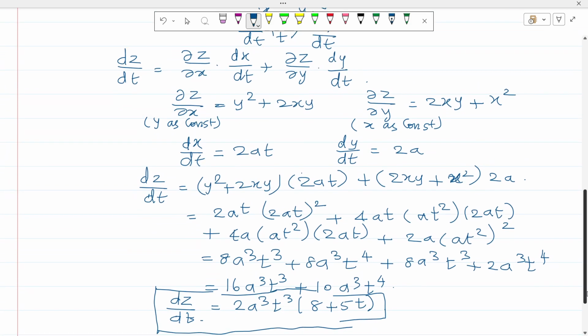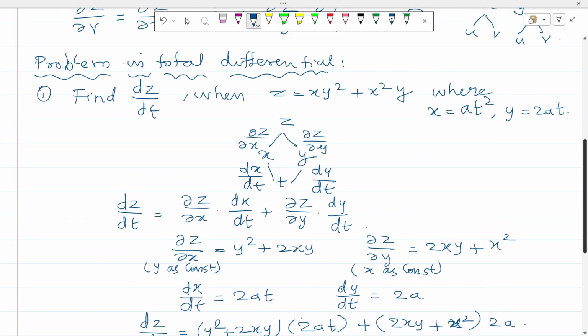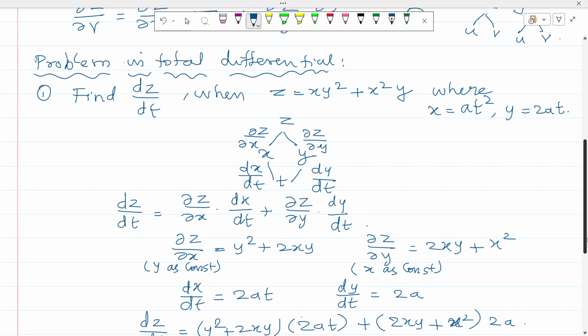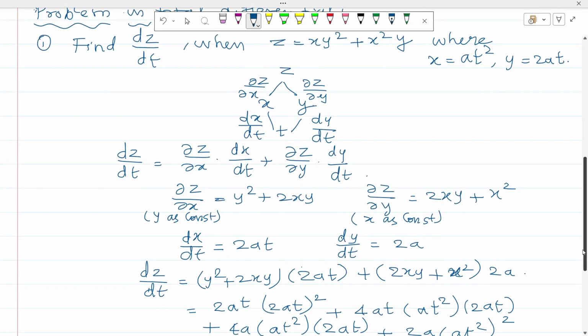So we are taking that. What is the problem? Many of them are joining, it is very late now. Find dz by dt when z equals xy square plus x square y, where x equals at square, y equals 2at. So here first you have to see that z is a function of x and y, x is the function of t, y is the function of t. In the total differential, if anybody has any specific doubt, please let me know.